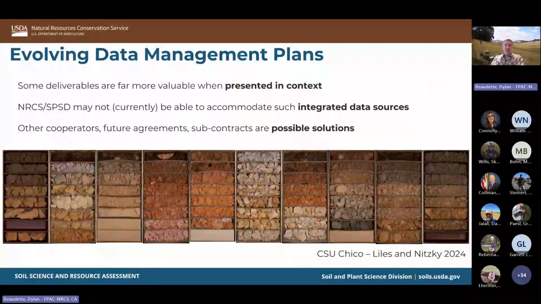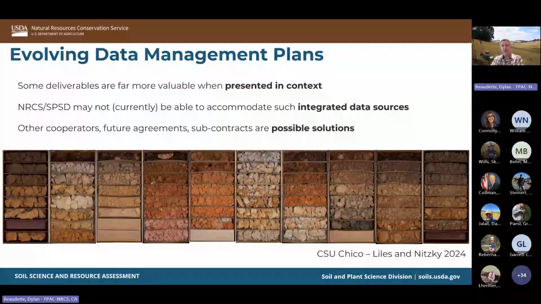And I hinted to something in one of my first slides, that some deliverables are maybe far more valuable when presented in context. And I'm using these excellent correlation box photos from Garrett and Will and their crew, and then of course all of our field staff who collected these over the last, well, I don't know, 50, 60 years. The images on their own are fascinating.